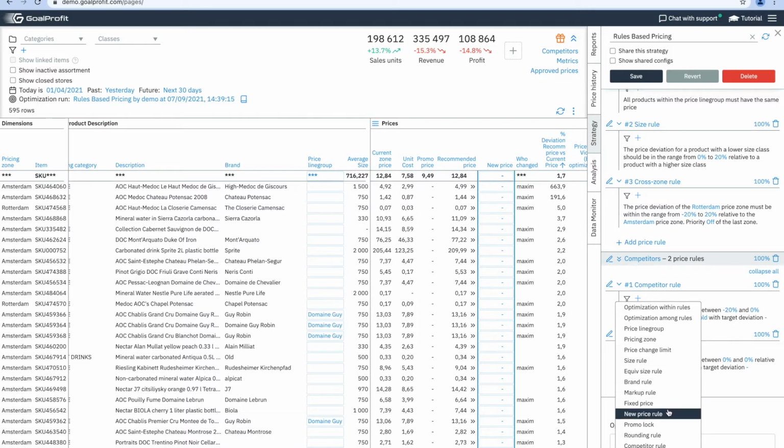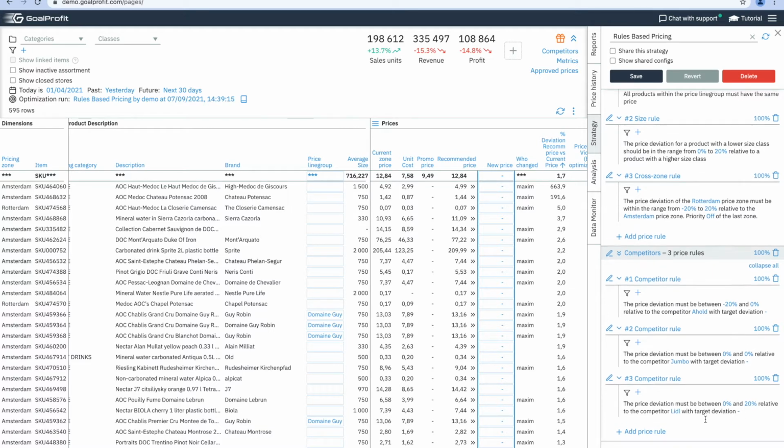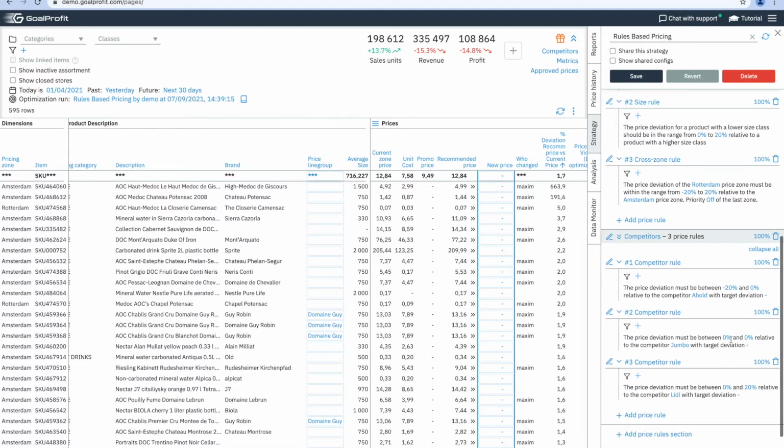What else we have here? Another competitor, Lidl. It's hard to be cheaper than Lidl, so we allow ourselves to be a little more expensive than Lidl. Like 20% is allowed, the maximum we could be more expensive than Lidl, but that's it.